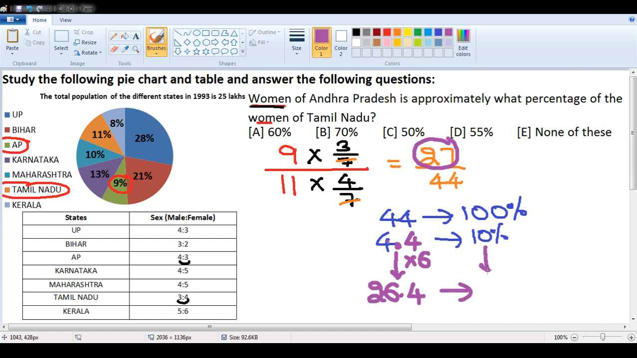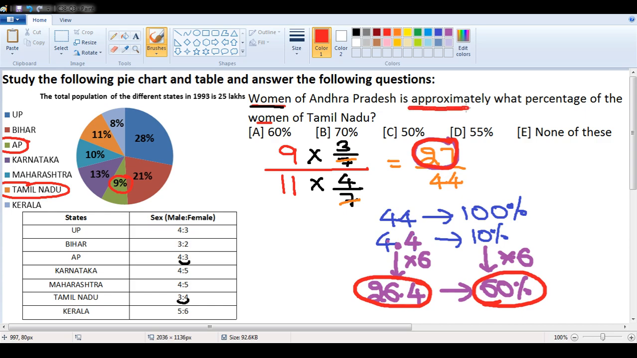So similarly here also multiply by 6. So it is 60 percentage. But I require a value which is slightly greater than 26.4, that is 27. So the answer should be slightly greater than 60, but because the question is approximately, out of the given options the approximate value is 60 itself. So the answer for this question is 60 percentage. I hope the idea is clear.